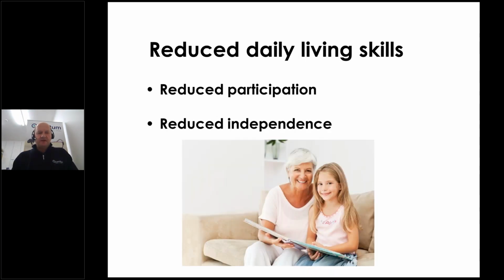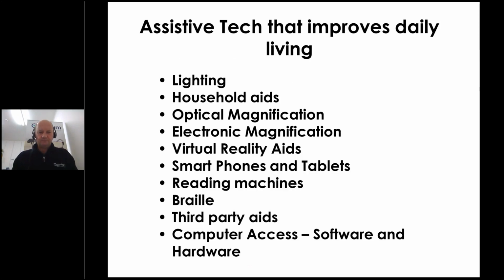So the other thing about reduced daily living skills is really your reduced independence. And I suppose there's lots of things, just like viewing photographs, reading magazines and books, checking labels on foods when you're down at the shops, signing checks, documents, personal grooming, hobbies and craft. So there's a lot of things which you really do take for granted unless you have a vision related problem.